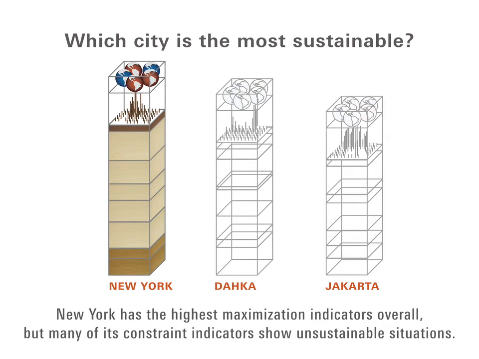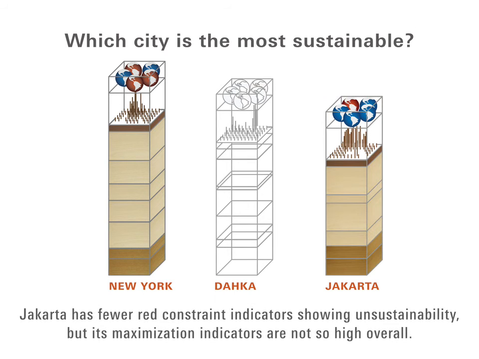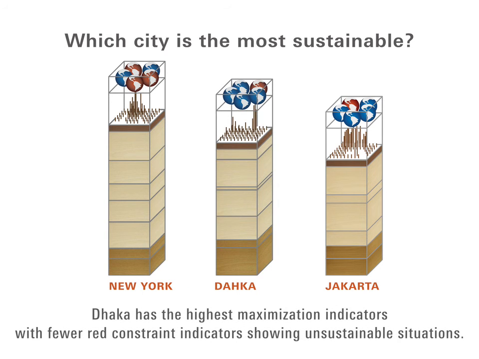New York has the highest maximization indicators overall, but many of its constraint indicators show unsustainable situations. Jakarta has fewer red constraint indicators showing unsustainability, but its maximization indicators are not so high overall. Dhaka has the highest maximization indicators with fewer red constraint indicators showing unsustainable situations.